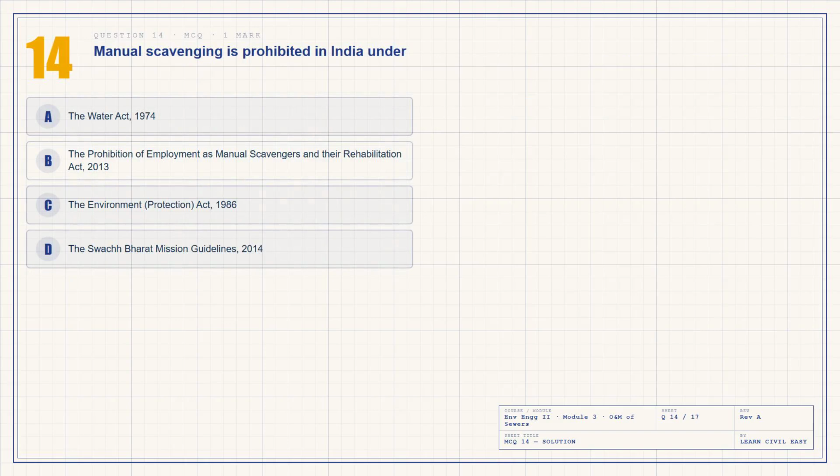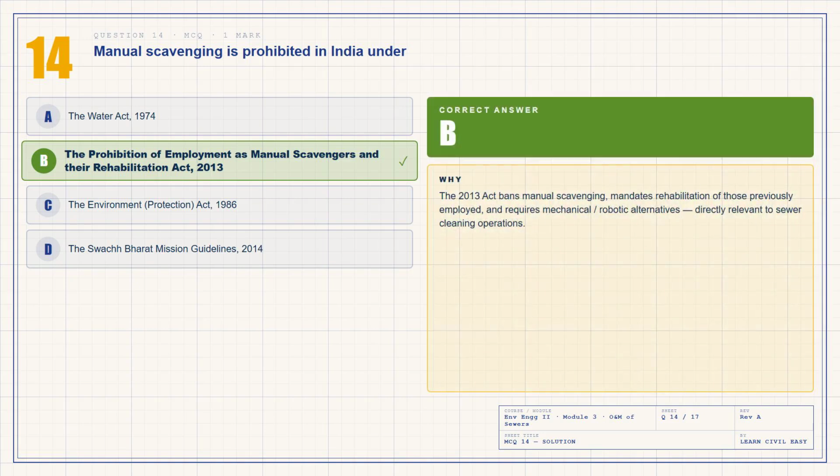Question 14. The answer is B. The Prohibition of Employment as Manual Scavengers and their Rehabilitation Act of 2013 bans manual scavenging in India. It also mandates rehabilitation of those previously employed and requires mechanical or robotic alternatives. This is why Bandicoot and similar robots are now standard in Indian cities.